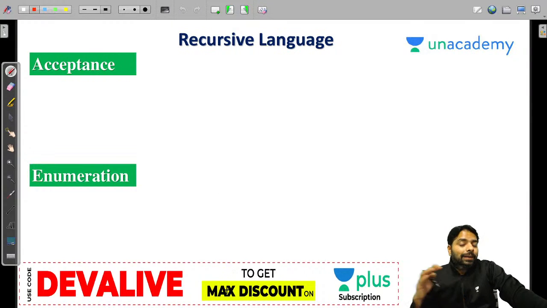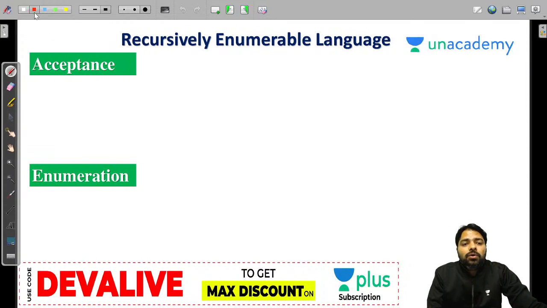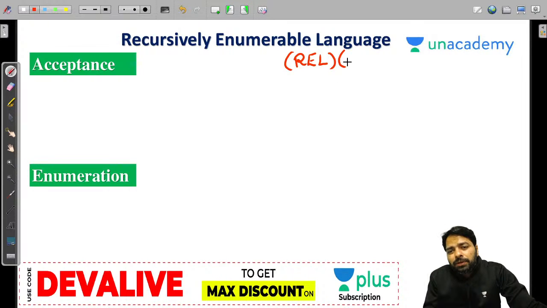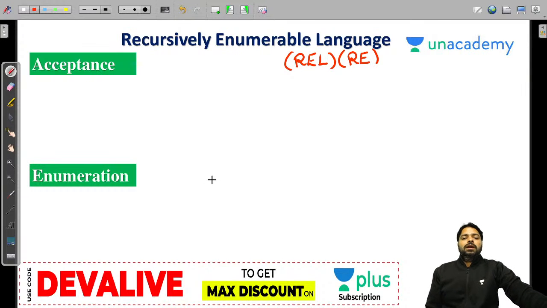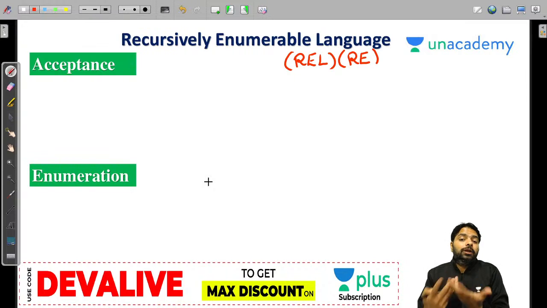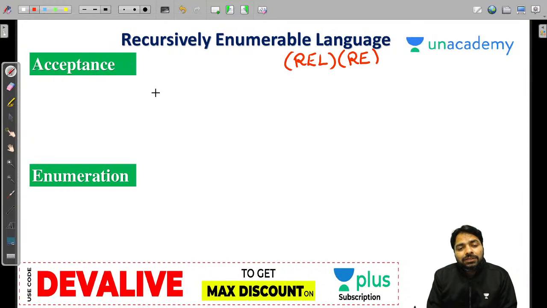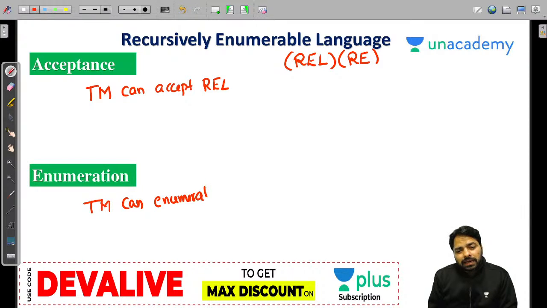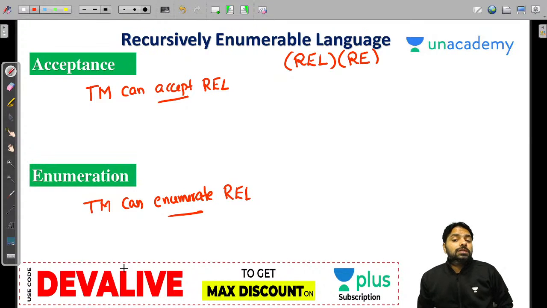Now let me talk about the recursive language. I have told you the recursive language is accepted by a halting Turing machine. Before recursive, you can understand more about recursively enumerable languages, abbreviated REL or simply RE. This recursively enumerable language can be accepted or enumerated by a Turing machine. If you are designing a Turing machine, a TM can accept REL, and a TM can also enumerate, that is, produce, REL. You have two choices: either accept or enumerate. We have many names for this REL, which I will talk about after this. Many names for the same language, guys.